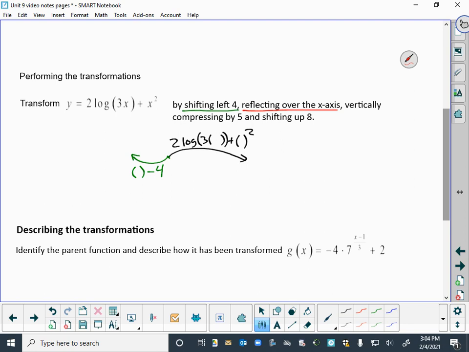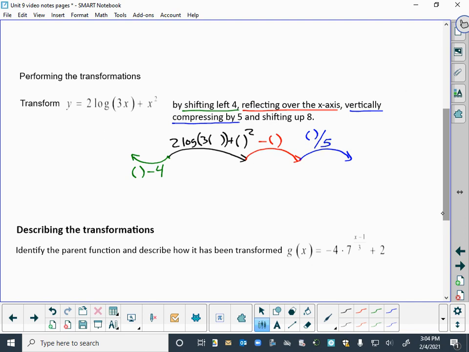Reflecting over the x-axis. My reflection over the x-axis is a horizontal mirror, so that's going to make a vertical change, and so my reflection over the x-axis happens on the output side. There's the sign change. Then I am going to vertically compress by 5. Vertical is up and down, that's the output side, so that is another arrow on the output side. Compressing by 5 is either dividing by 5 or multiplying by 1/5. Okay, I can write that either way there.